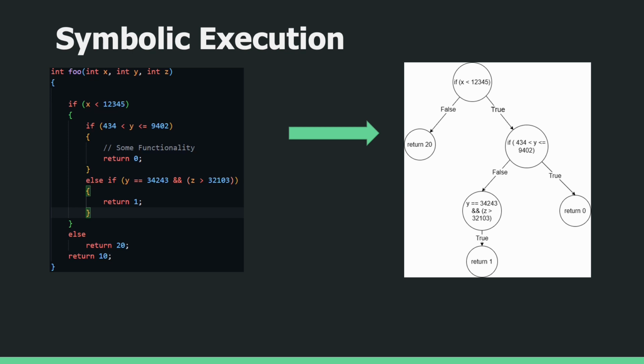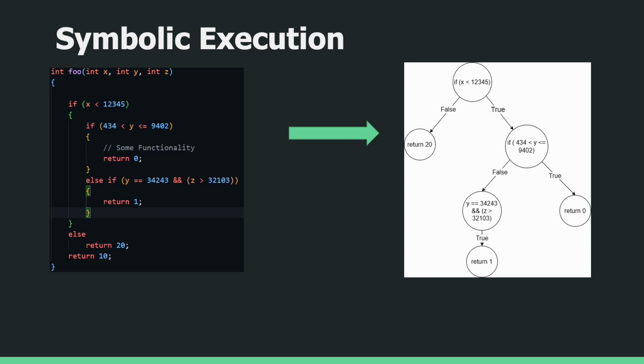If this conditional is true, we go into another conditional, which is where the range of y is checked, and then it again has two children nodes, false and true. Now if this conditional is true, we return 0, and if it is false, we go to another conditional, and so on and so forth.